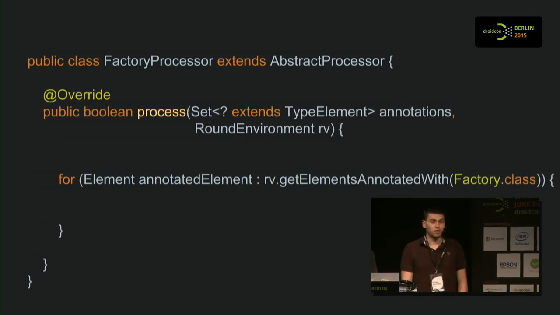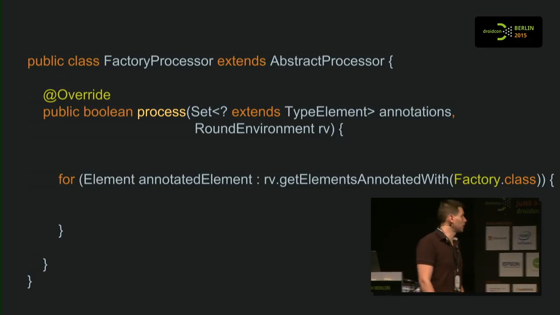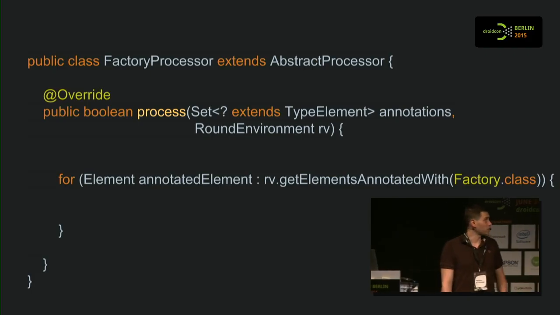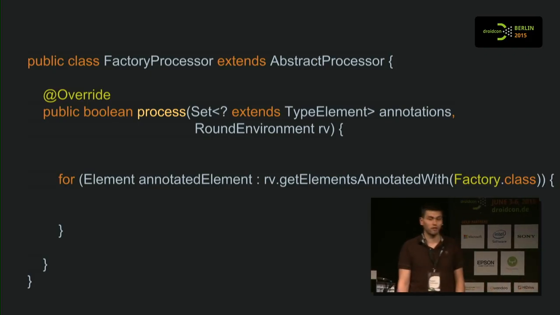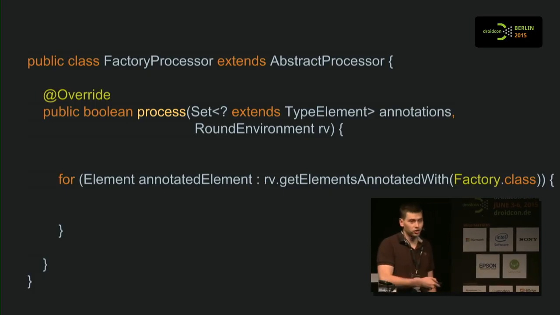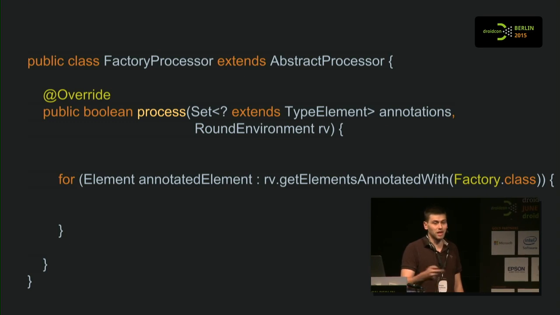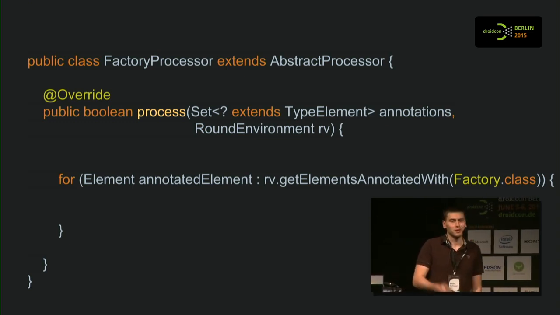The process method then is the method that gets called to process. So what you basically do here is you say roundEnvironment, which is rv, getElementsAnnotatedWith Factory.class. And now you get a collection you can iterate over with classes or elements annotated with @Factory. So what is an element now?